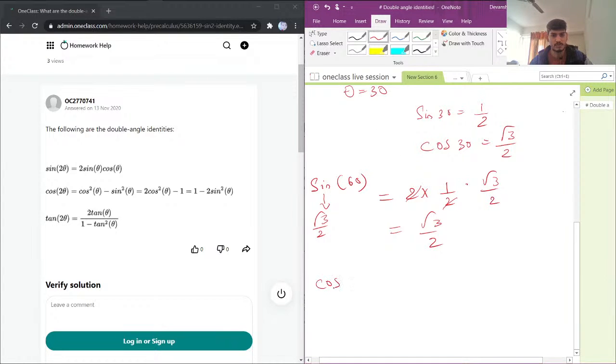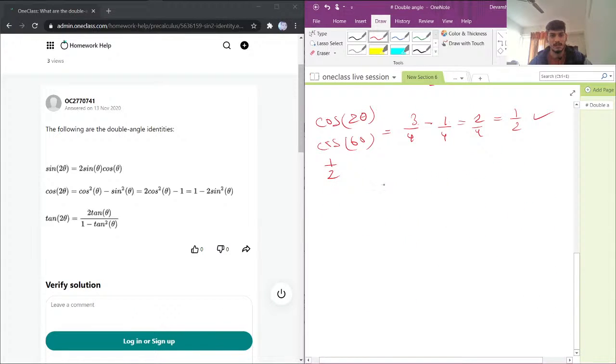Now for cosine of 2 theta, which is cosine of 60, cosine of 60 is 1 by 2. So let's do it with cosine square of 30 minus sine square of 30, which will be 3 by 4 minus 1 by 4. 3 minus 1 is 2 by 4, which is 1 by 2. Correct. This is also equal to 2 times cosine square 30 minus 1, which is 2 times 3 by 4 minus 1. Taking the LCM, 3 minus 2 by 2, which will be 1 by 2. Again correct. Then we go for 1 minus 2 sine square theta, which is 1 minus 2 times 1 by 4.